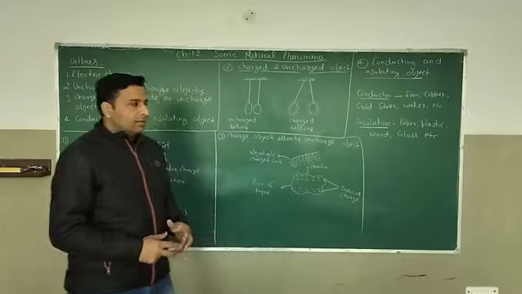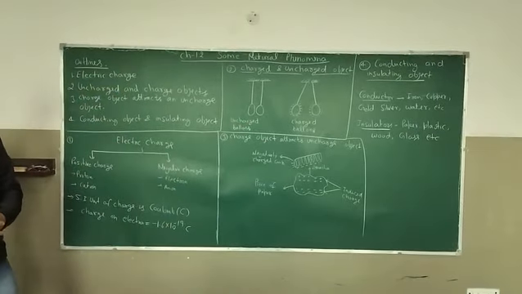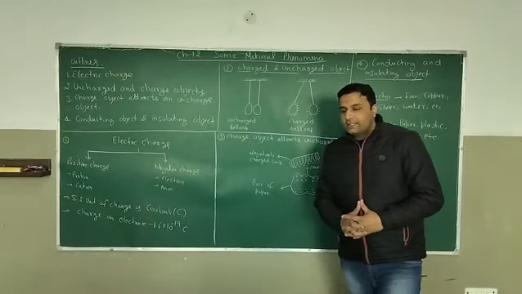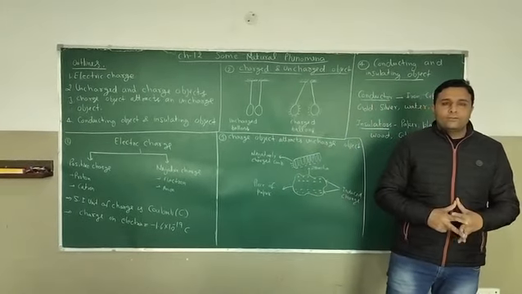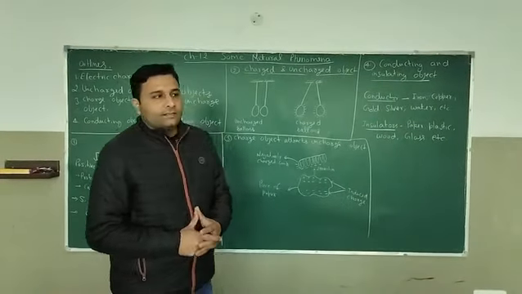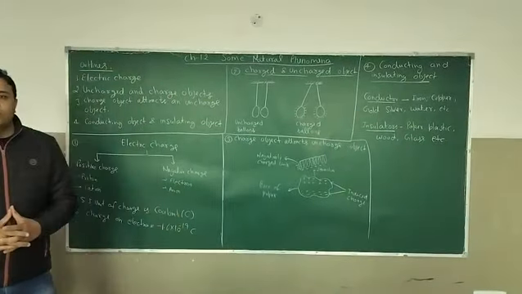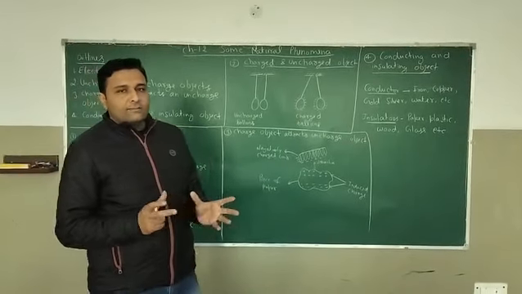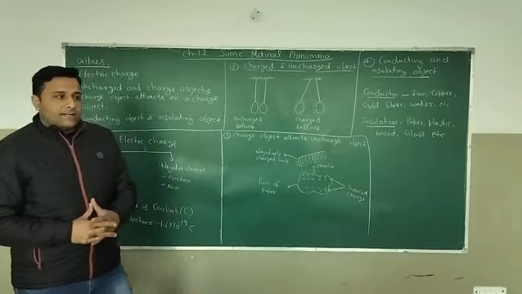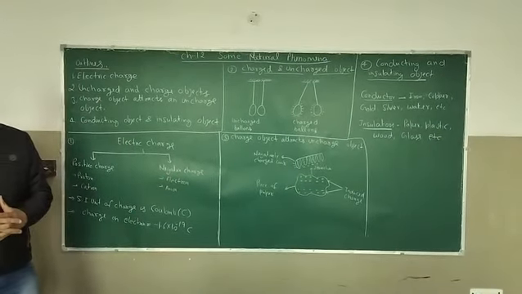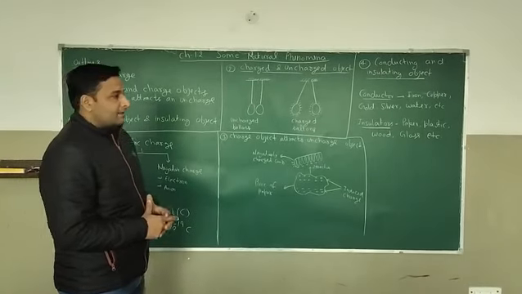So point number 1, what is electric charge? Basically, if we look around ourselves, each and every thing is made up of different types of matter. Everything is made up of different molecules, and molecules are made up of atoms, and atoms are made up of subatomic particles. There are basically 3 subatomic particles: electron, proton and neutron. Here we will discuss them.